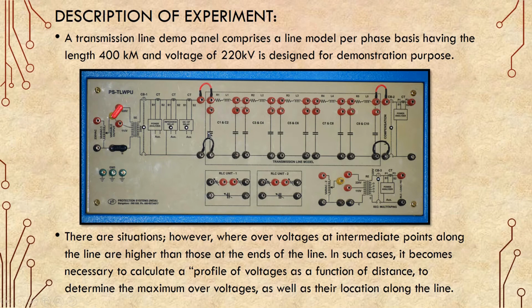There is a situation where overvoltages at intermediate points along the line are higher than those at the end of the line. In such cases, it becomes necessary to calculate a profile of voltage as a function of distance to determine the maximum overvoltage as well as its location along the line. Before laying out the transmission line, we have to do all the analysis: what will be the effect, and what will be the voltage in each segment of the transmission line. We analyze this in the experiment section, and when we lay it out, the same thing will come.